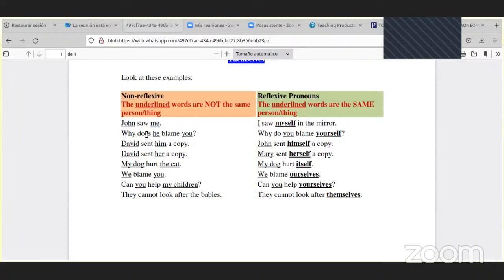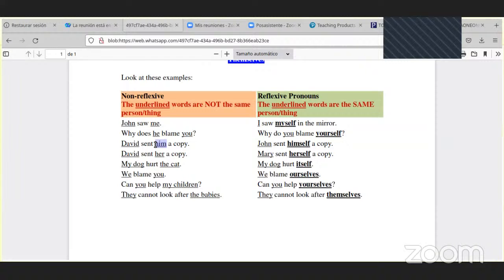Why does he blame you? Okay, he, the subject, and you, the object. David here, like the subject, and him, the object. Okay, so we're talking about this.